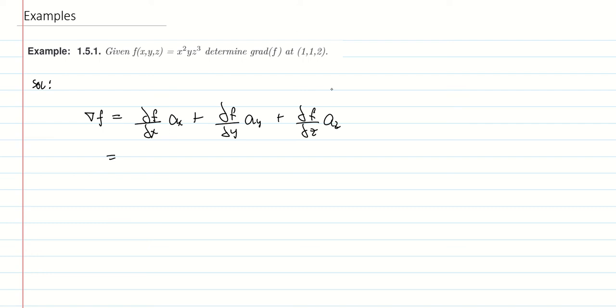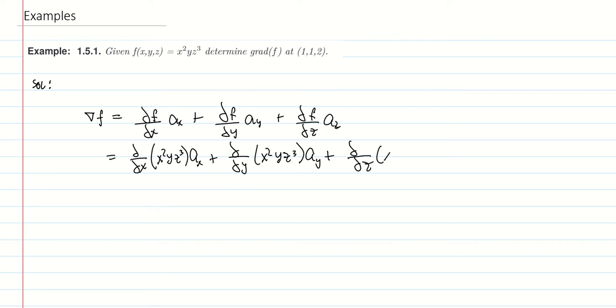So we have f equals x squared y times z cubed. So this will be the partial derivative of x squared y z cubed in the x direction, plus the partial derivative with respect to y of x squared y z cubed, plus for the z component, the derivative with respect to z of x squared y z cubed. So how do we take the partial derivative?